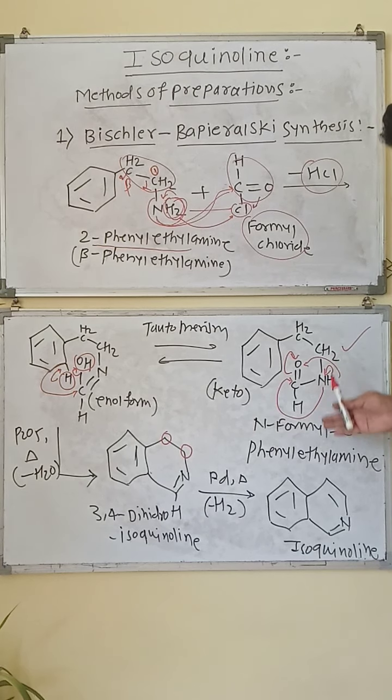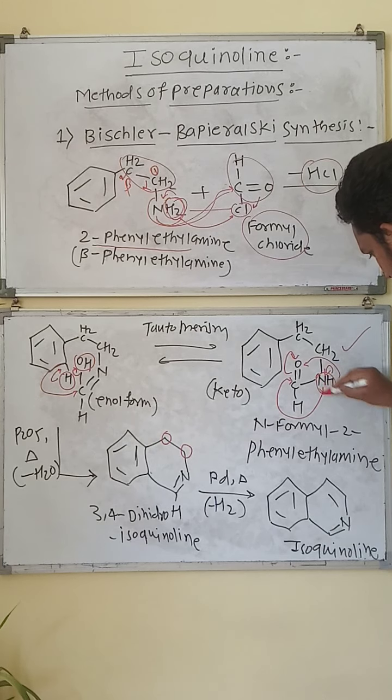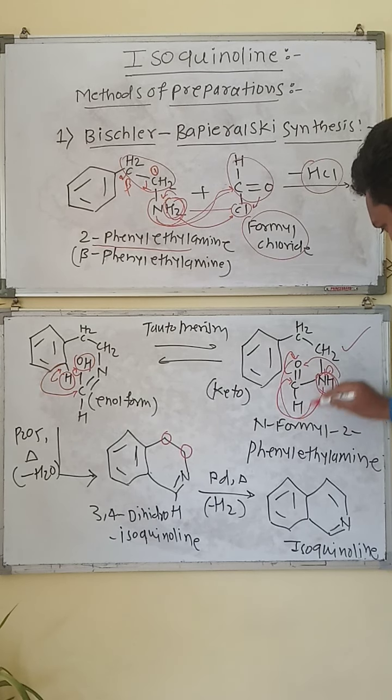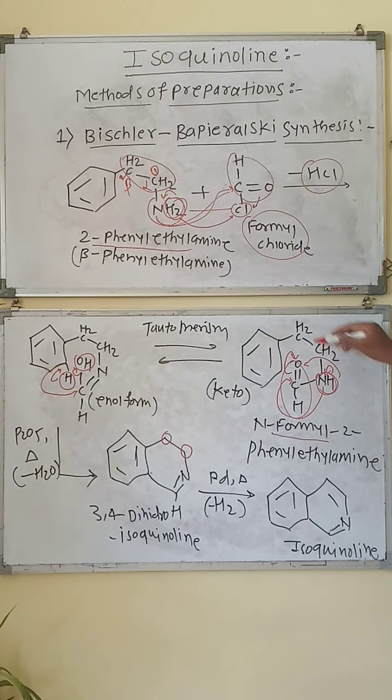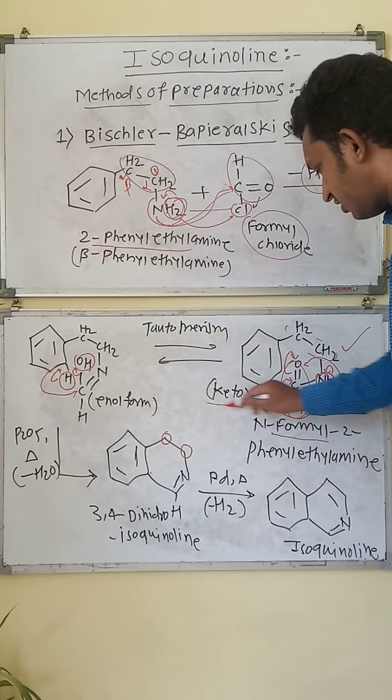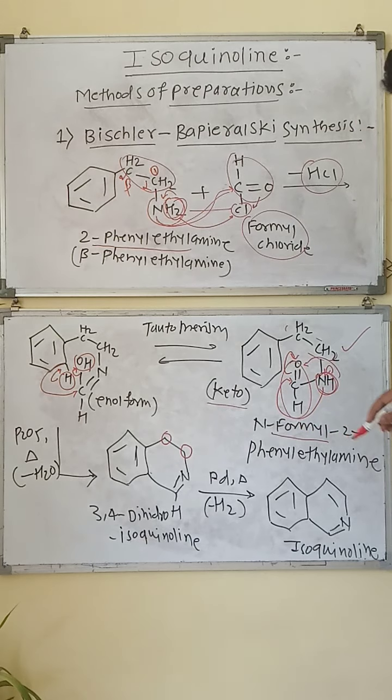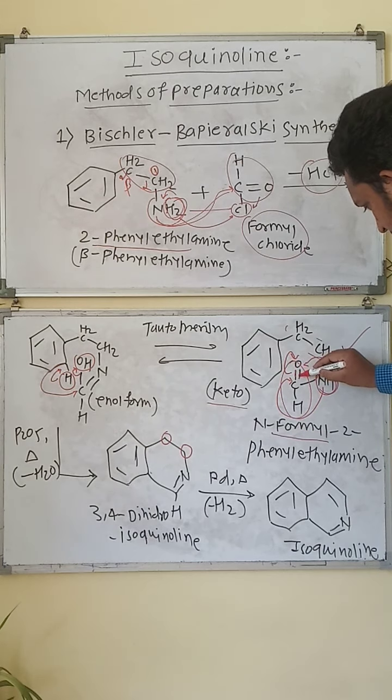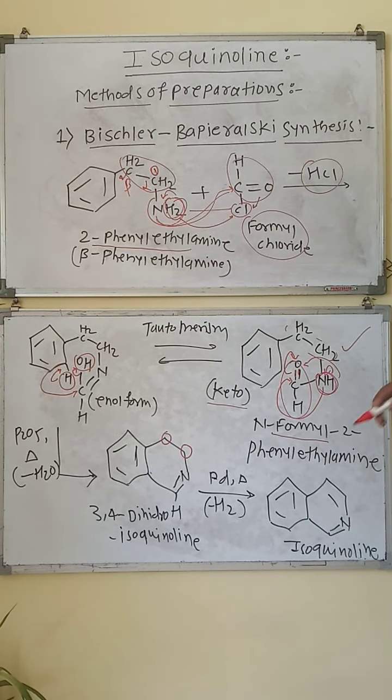So we get the N-formyl 2-phenylethylamine. It is the structure N-formyl 2-phenylethylamine, meaning this nitrogen contains the formyl group, so it is N-formyl. This structure is formed, and it is the keto form also, because there is a ketonic group, a carbon oxygen double bond. Now this keto form is converted into the enol form by tautomerism.